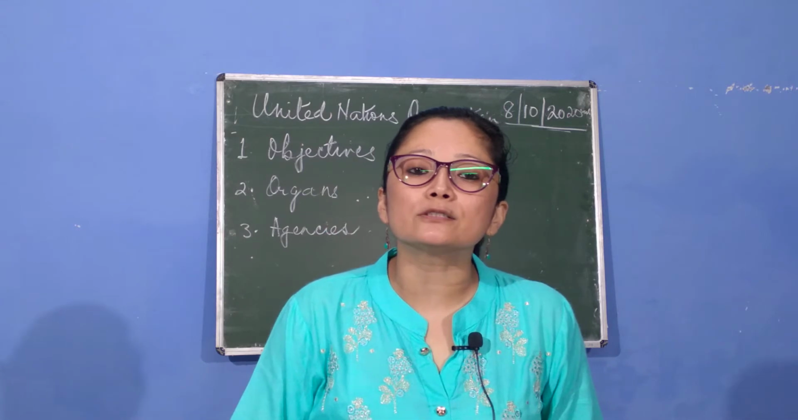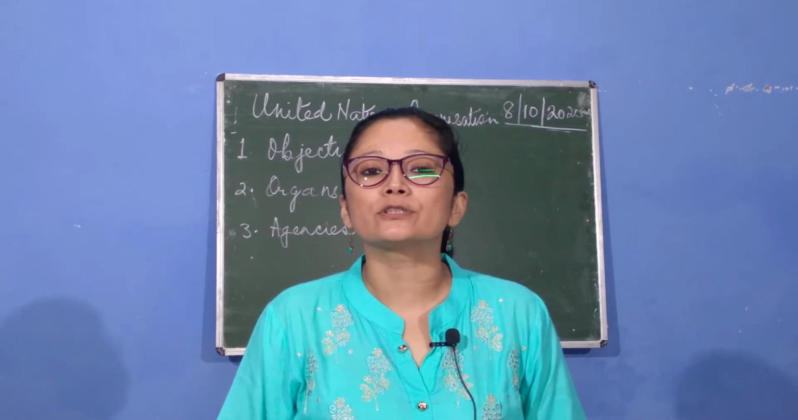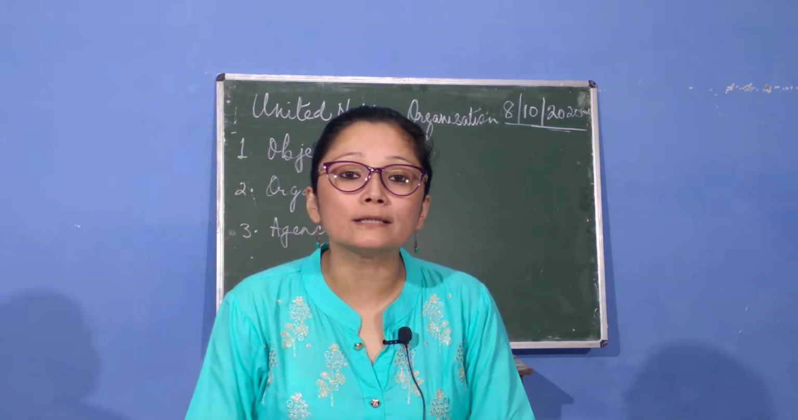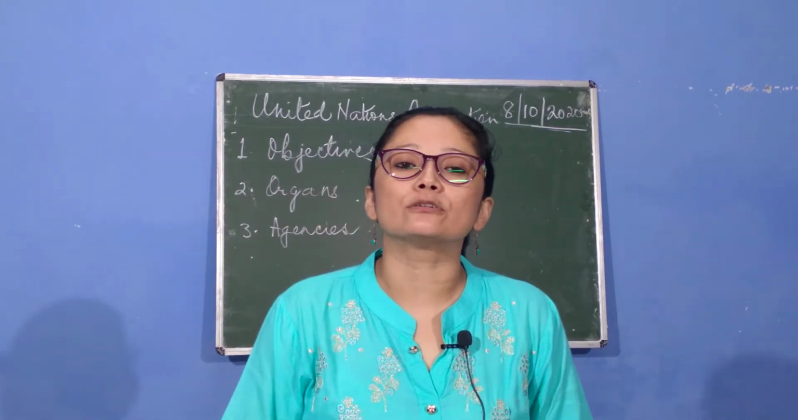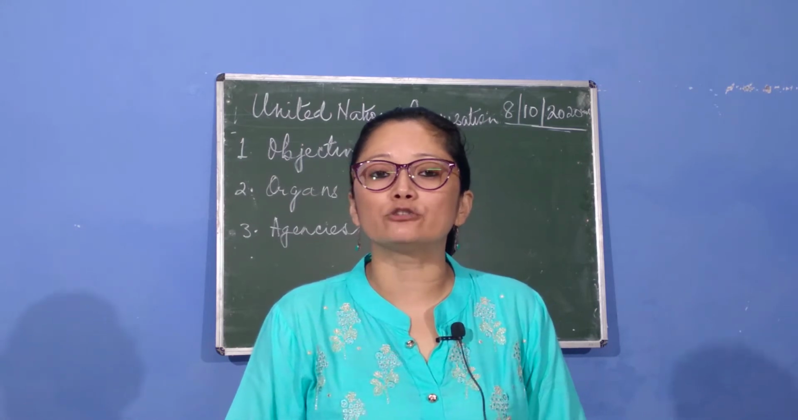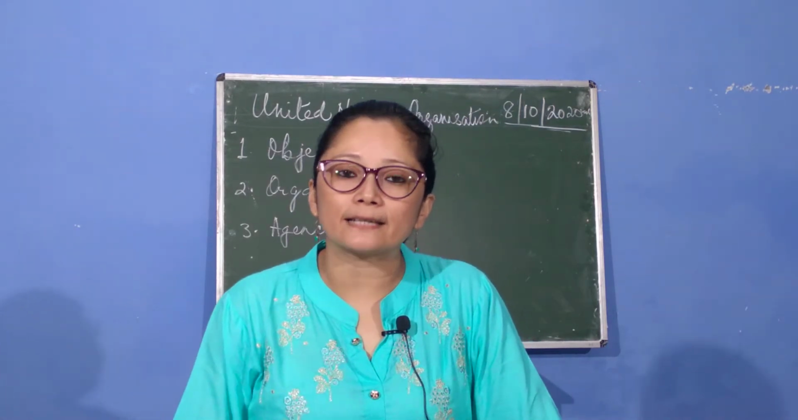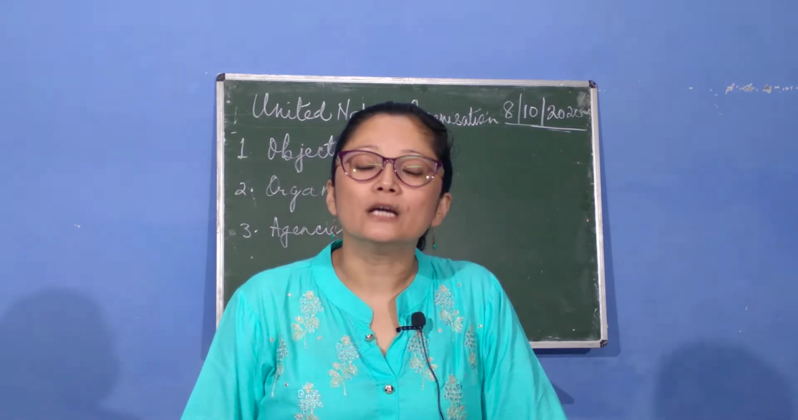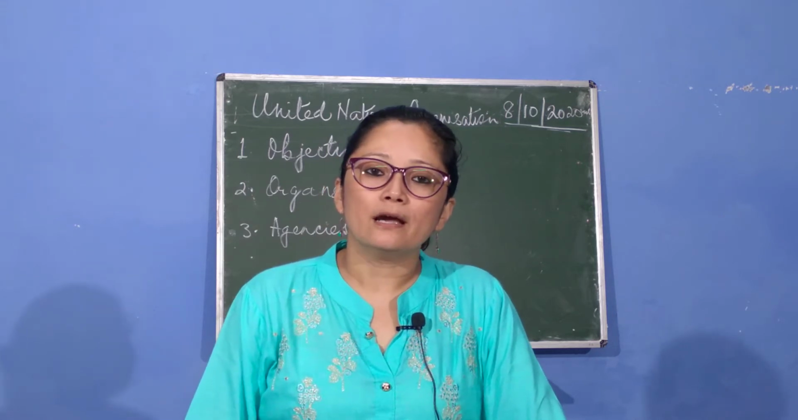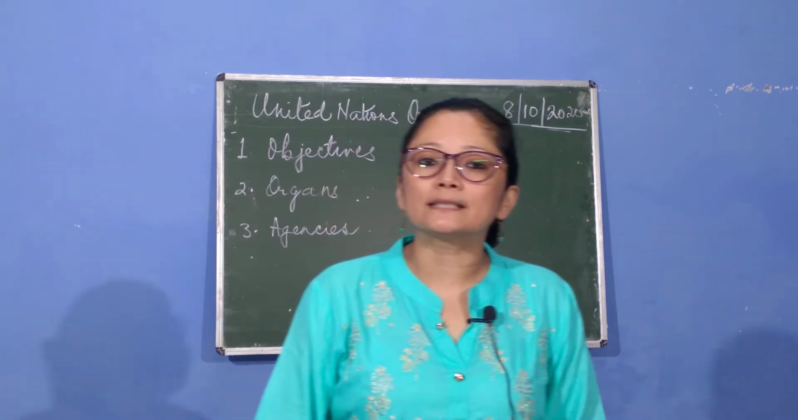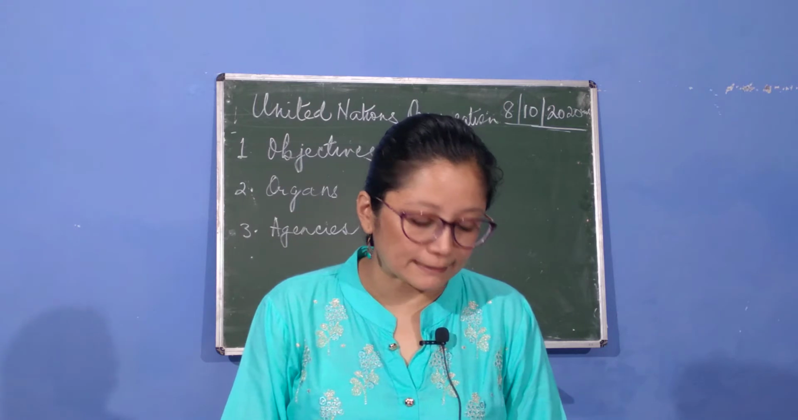Then coming to the organs of the United Nations, there are many organs, but only 3 are mentioned in your syllabus. The 3 organs are namely General Assembly, Security Council and International Court of Justice. Again, let me remind you children, regarding the organs of the United Nations, you will come across the Secretariat, the Economic and Social Council. You will also come across the Trusteeship Council. These are the other organs as well. But only 3 are written in your syllabus: the Security Council, the General Assembly and the International Court of Justice.